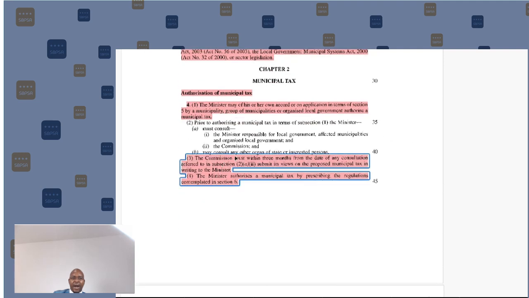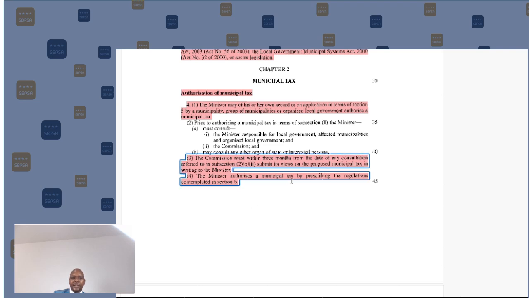The Commission must, within 3 months from the date of any consultation referred to in section 2A2, submit its view on the proposed tax in writing to the minister. So part of the consultation is happening there. Remember, we agreed previously that between April and May 2009, the minister may consult with relevant people. Even now, if the municipality approves or authorizes a certain tax for the approval of the minister, this step will still happen.